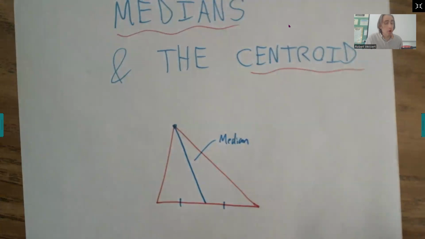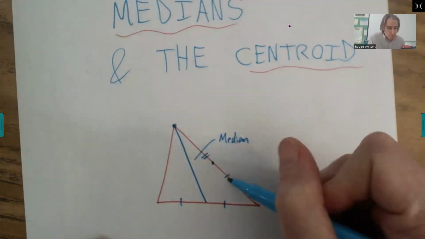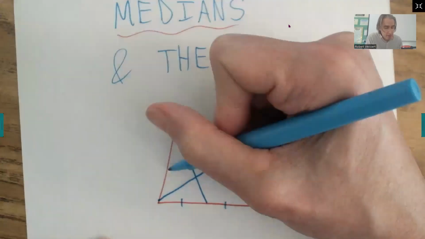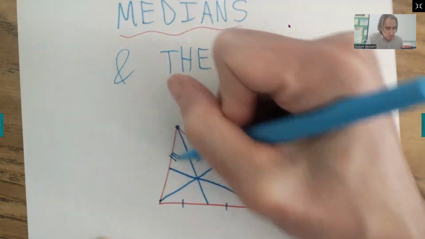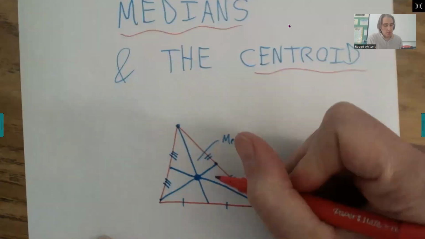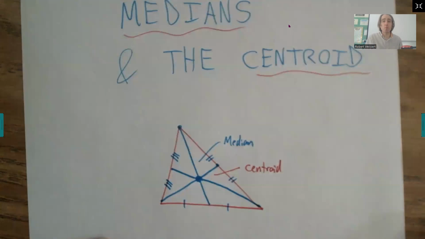And it turns out if you draw all three of those medians, they will intersect at a very convenient location. And that location is called the centroid. Here's what it looks like visually.